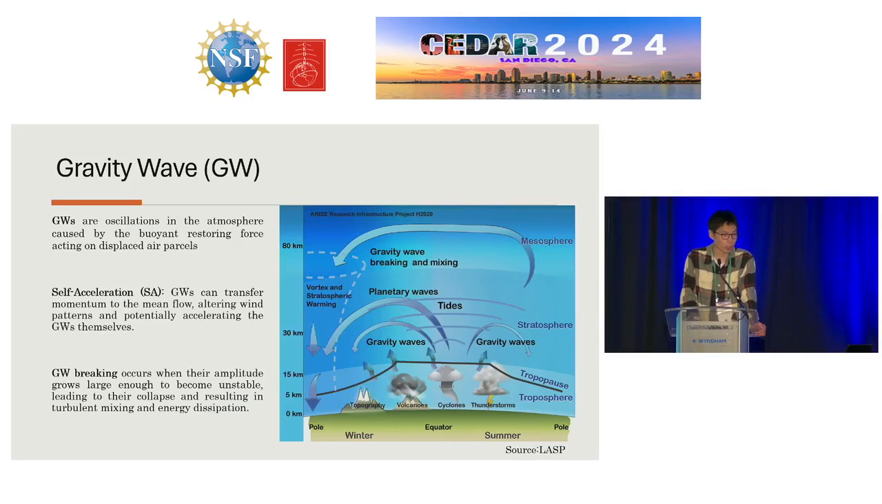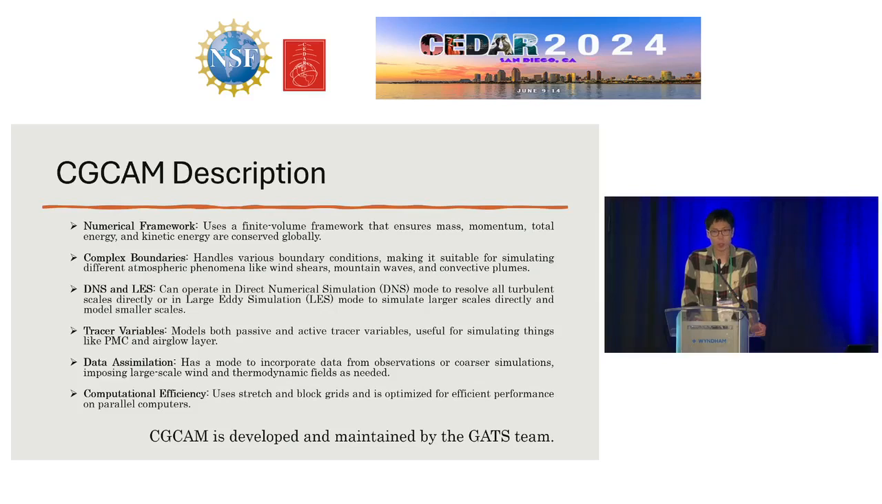Gravity waves can break, but it occurs at higher altitudes where they attain large amplitude. Their amplitude is so large that they become unstable and dissipate. They also can interact with other scale waves, for example, tides and planetary waves. Because gravity waves are highly nonlinear, sometimes numerical methods are an important tool to study such dynamics. So I will introduce our model, CGCAM.